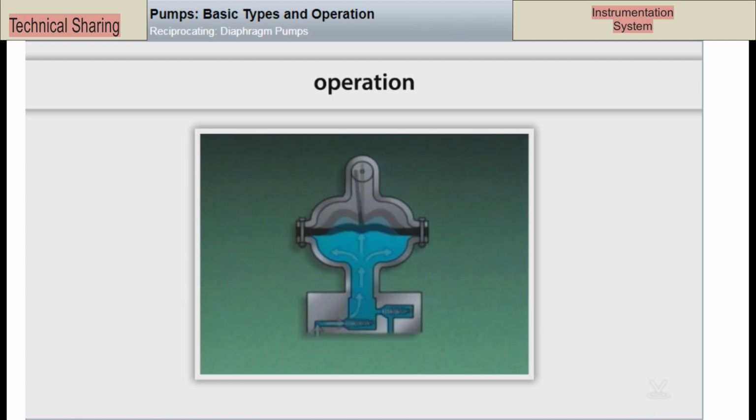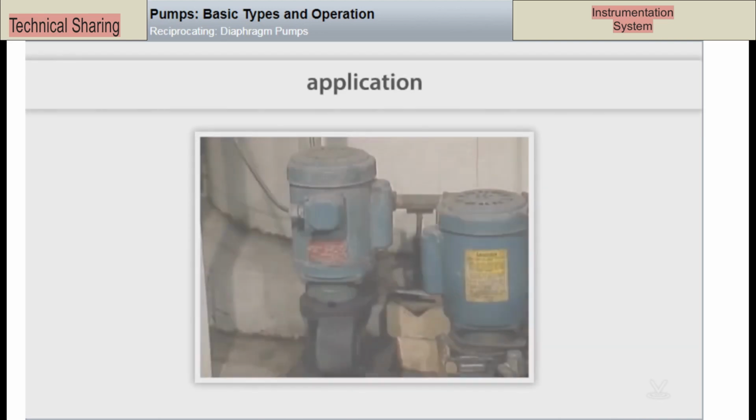As the eccentric continues to rotate, it forces the diaphragm downward to start the discharge stroke. The downward motion of the diaphragm exerts a force on the liquid in the cavity, which increases the pressure. The increased pressure closes the suction valve, opens the discharge valve, and pushes the liquid out of the pump.